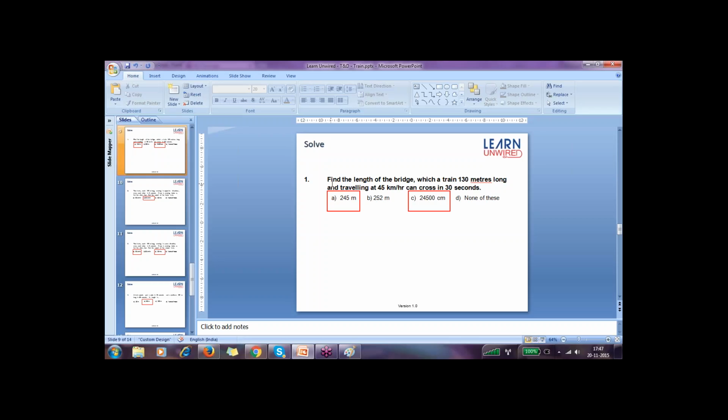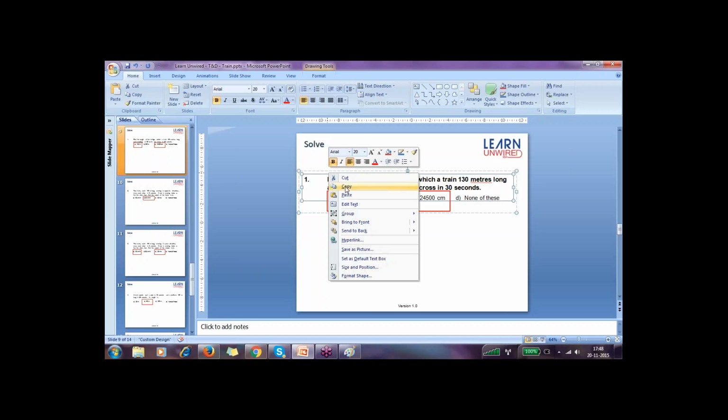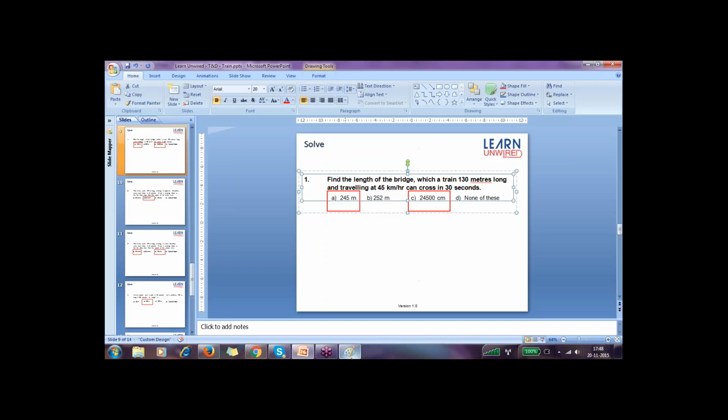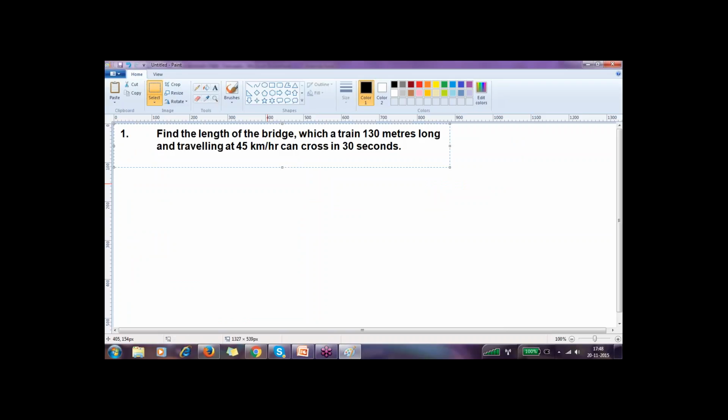Let's see, this is the first problem. The problem says, find the length of the bridge which a train 130 meters long and traveling at 45 kilometers per hour can cross in 30 seconds.